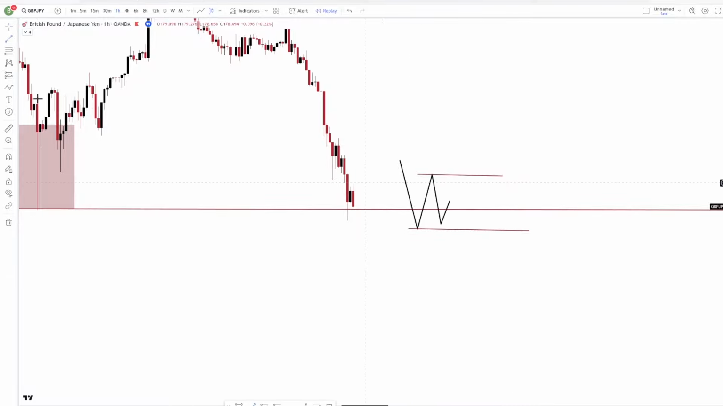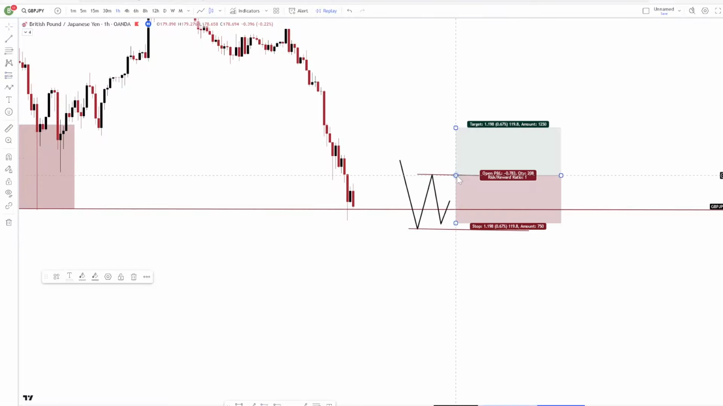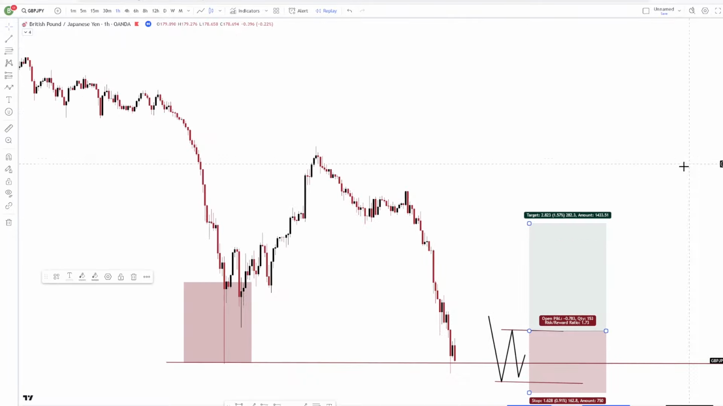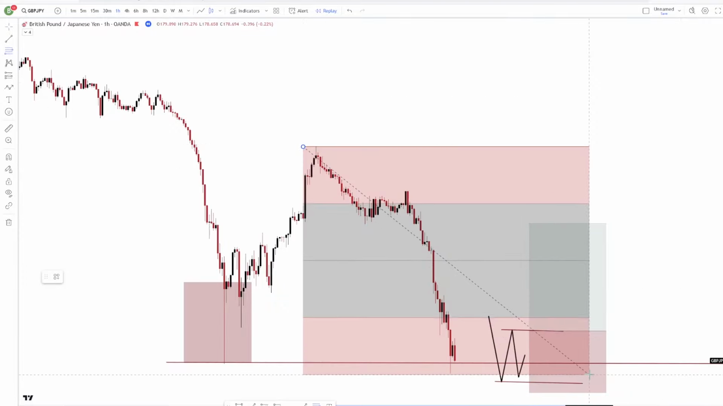So how would you trade this? You would trade this once price breaks out of this range. So you would take a trade right here, with your stop loss right here, and you can have a fixed reward, which would be a 1-to-1. You can have a 2-to-1, or you can always pull out your fib and target the extreme level.